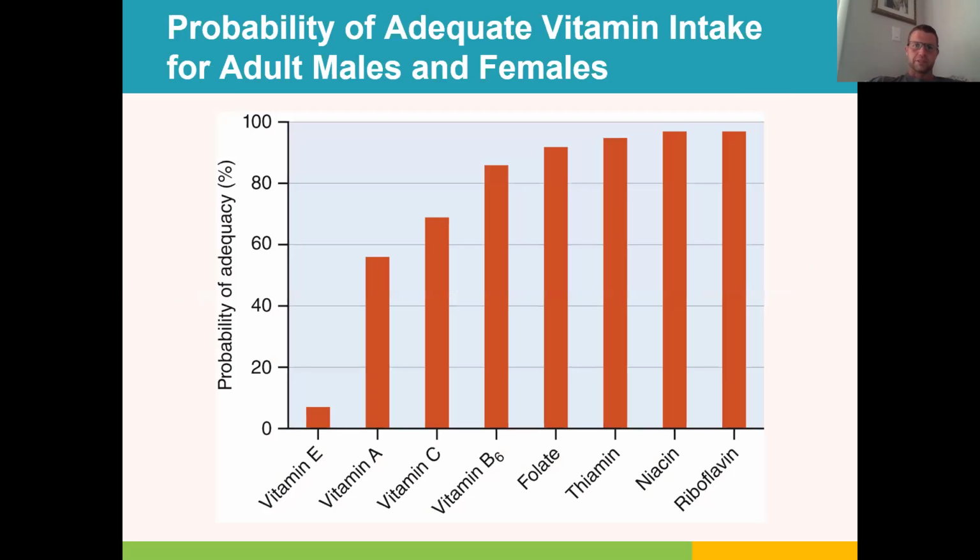Probability of adequate vitamin intake for adult males and females. All right, so this is just showing you what the probabilities are. Percentage-wise, it seems more people get their B vitamins better than they do anything else. Vitamin C is a bit less, vitamin A too, and vitamin E seems to be one that we have trouble getting.